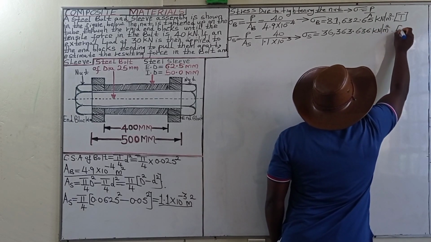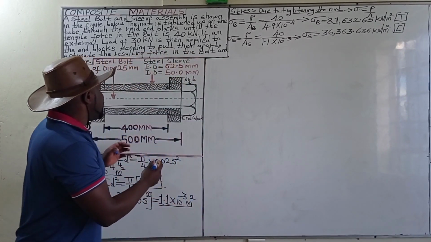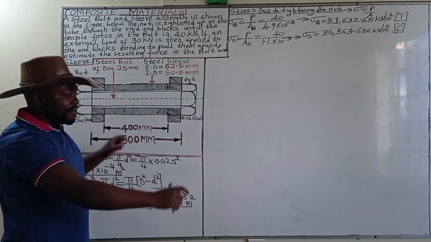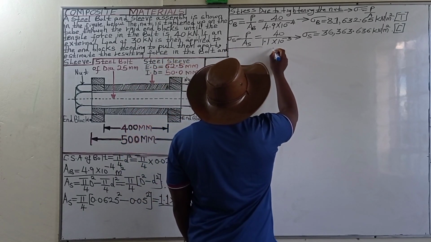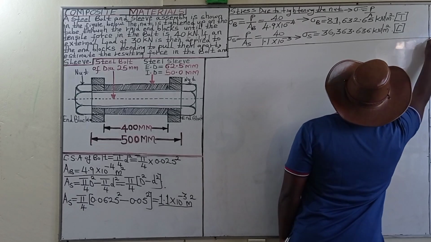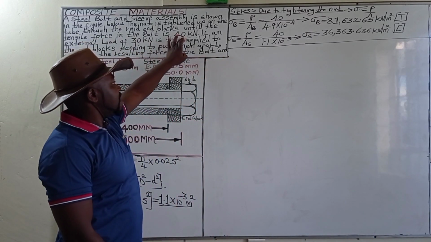In this case, this is going to be compressive since the steel sleeve will be compressed, but the bolt will extend. Now, we have the stresses that will be developed in both the bolt and the steel sleeve after the nut is tightened up to a tensile force of 40 kilonewtons.